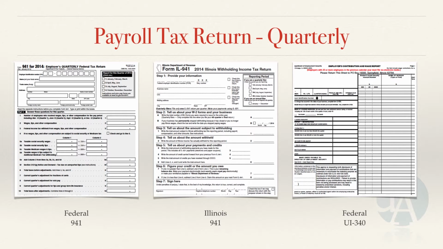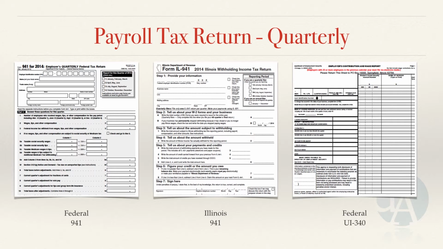Form Illinois 941 is the reconciliation of the quarter of the amount withheld from your employees and what was deposited or paid to the state of Illinois through the mytaxillinois.gov website. And then you have the Form UI 340. UI 340 is the State of Illinois Unemployment Form. This form can either be filed on a quarterly basis by paper, or you can register through the IDES Illinois TaxNet online and file and pay the return.